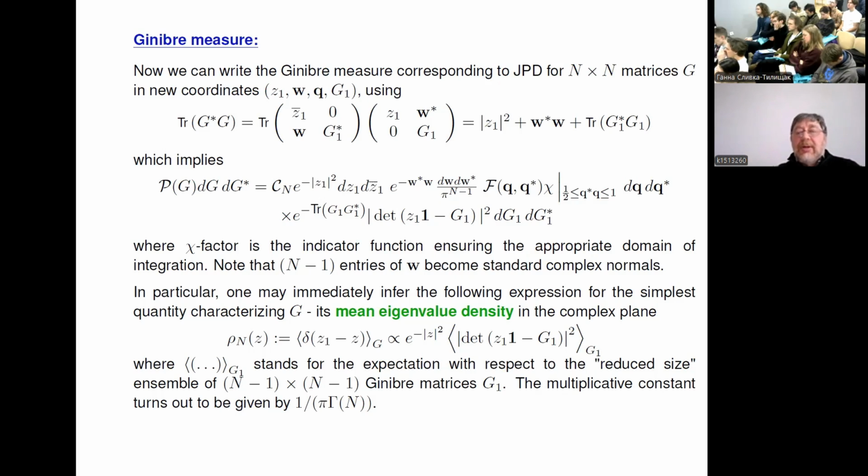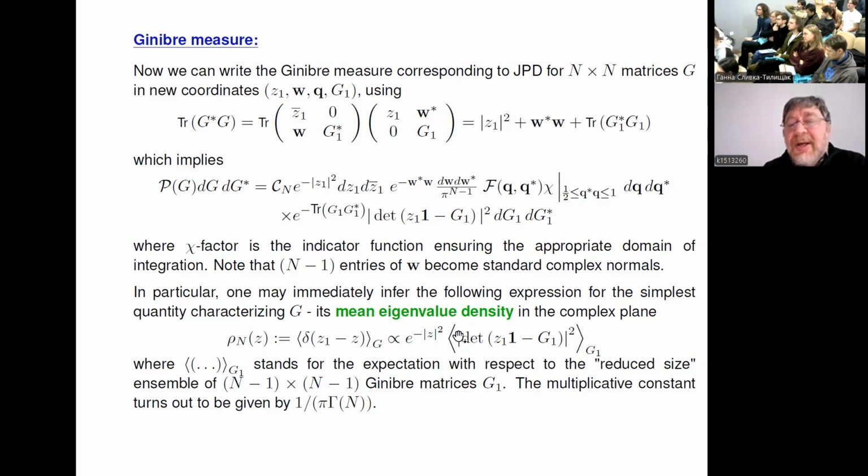And this is really the main outcome. In particular, already from this representation, we can see what could be the way to evaluate the mean eigenvalue density, which corresponds to taking this joint probability density of all these eigenvalues and just integrating out all the W's, Q's, and in principle integrating over G.